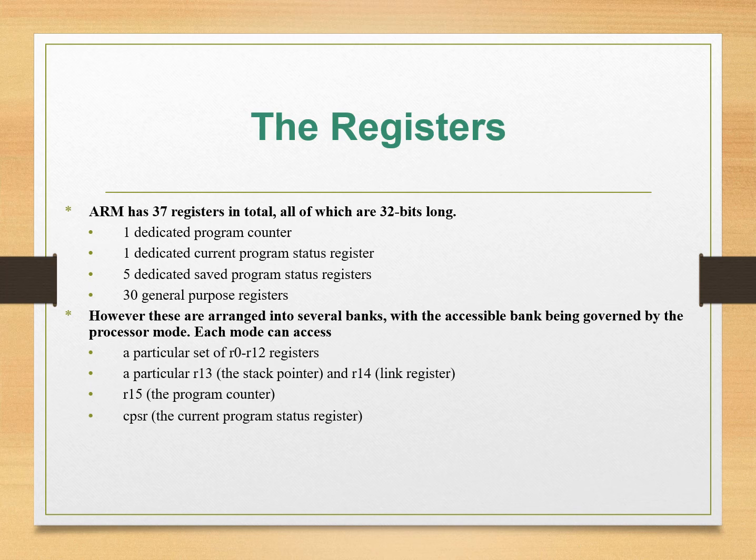Okay, and then we have R15, the program counter. The program counter is the address. Whatever is inside the program counter is the address of the next instruction to be executed. Okay. And then we have CPSR, the current program status register. These are all the registers which can be used by the programmer.